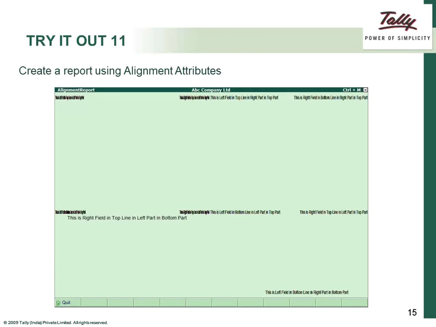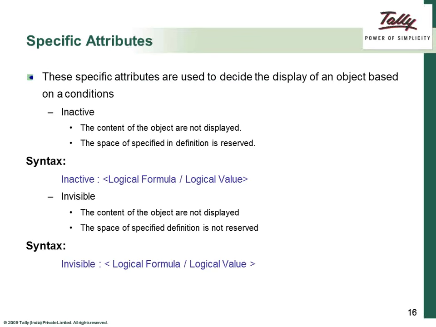Then we have two specific attributes, inactive and invisible. Inactive is the attribute that reserves the space for the content that is on the left hand side or the right hand side, whereas invisible does not reserve the space for that particular definition. So when there are outputs to be shown based on a condition, depending on whether it's inactive or invisible, the space will be left. For example, company address, as you see in Tally.